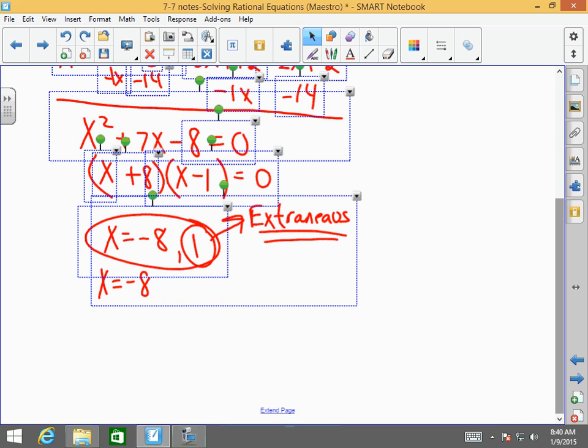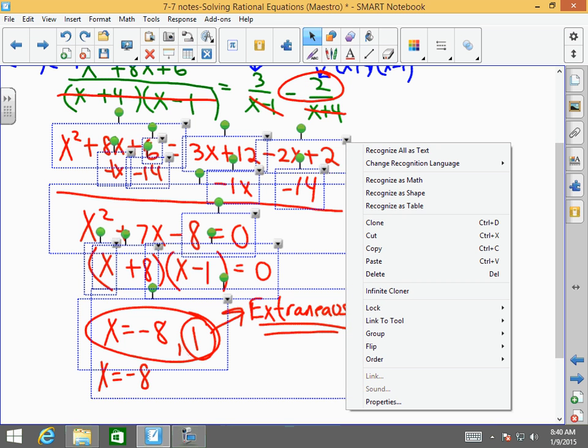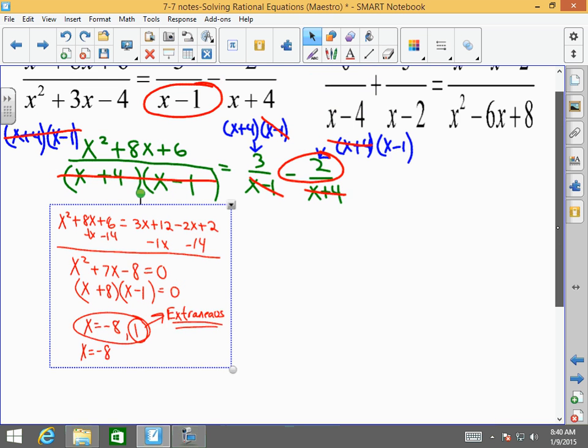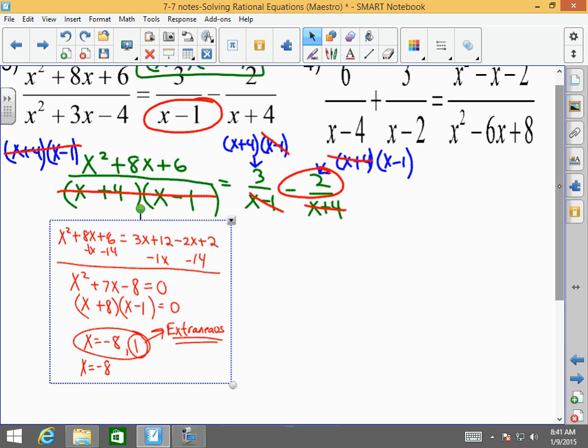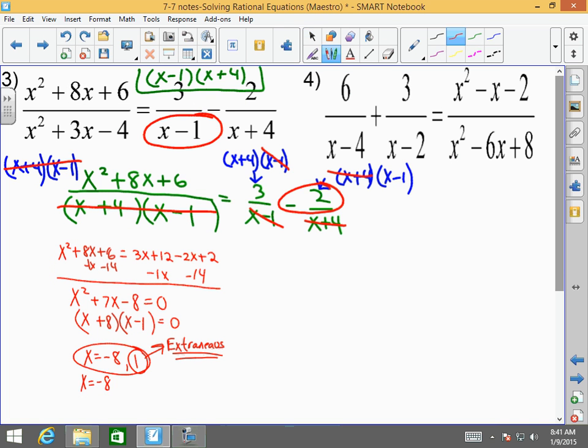Yes, sir? So what if you put both the solutions into the denominator and neither is equal to 0, does that mean you still have to plug in the solution? No. If you have no answers that render you with an undefined solution, they're both going to work. I promise you.